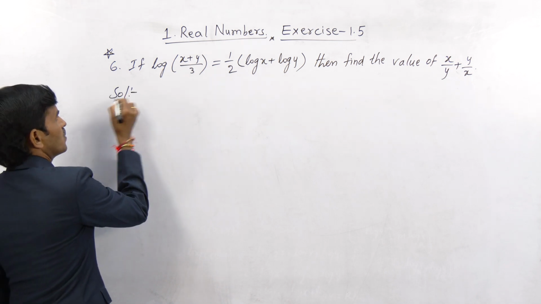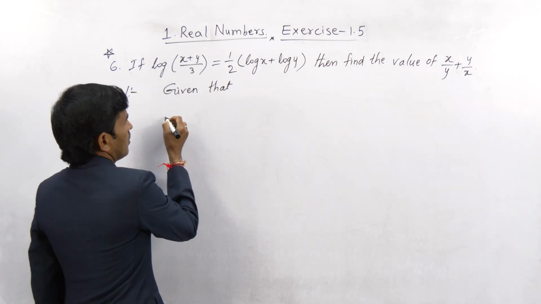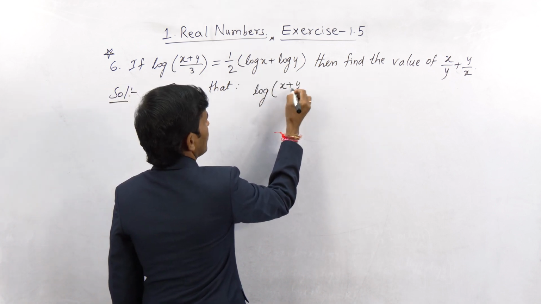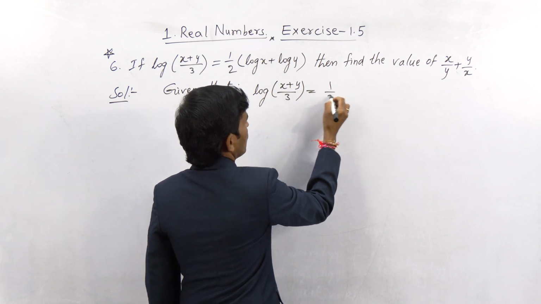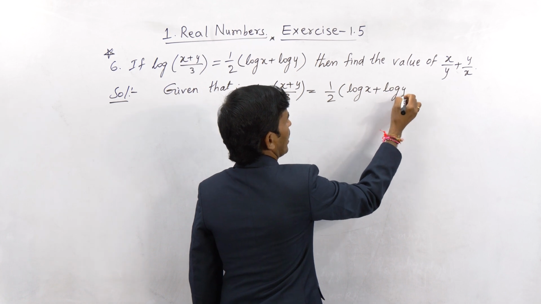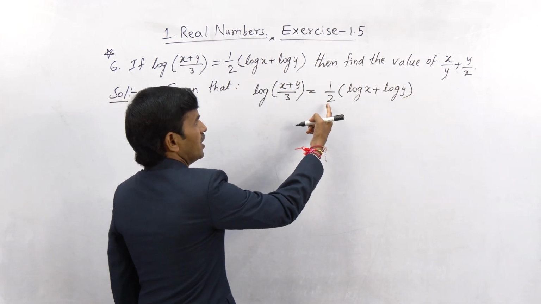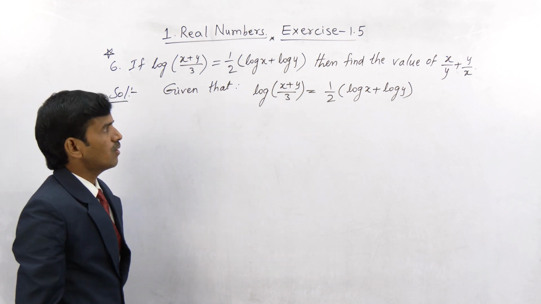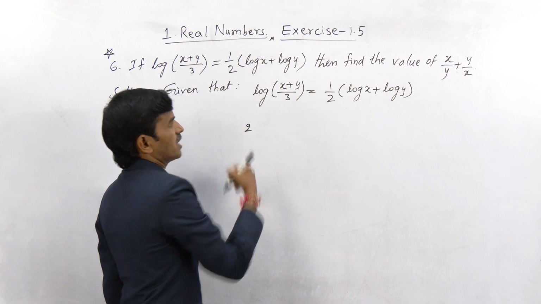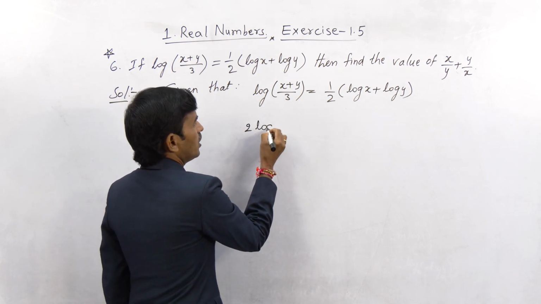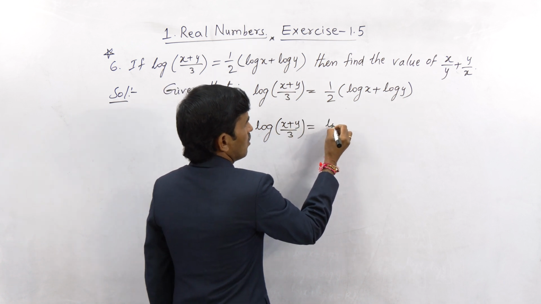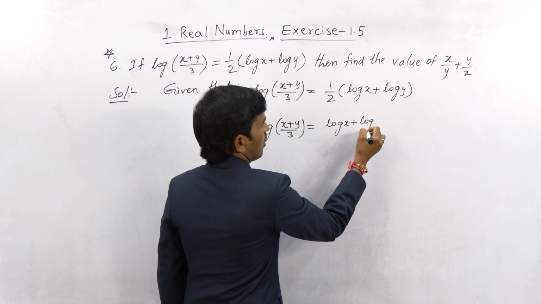So let us find the solution for that. Given that, what is the given information here? Log of (x plus y) by 3 is equal to 1 by 2 of (log x plus log y). So now the denominator 2, if you transfer this side, what do you get? Let us see here. That is, when you transfer 2 to this side, it becomes 2 into log of (x plus y) by 3, which is equal to log x plus log y.